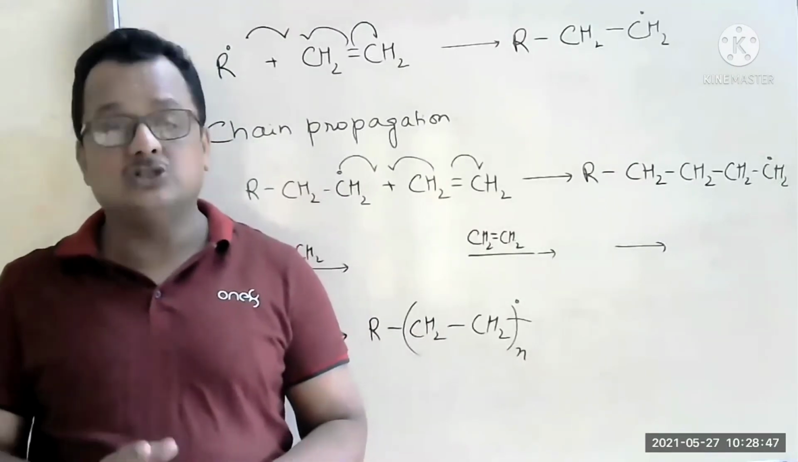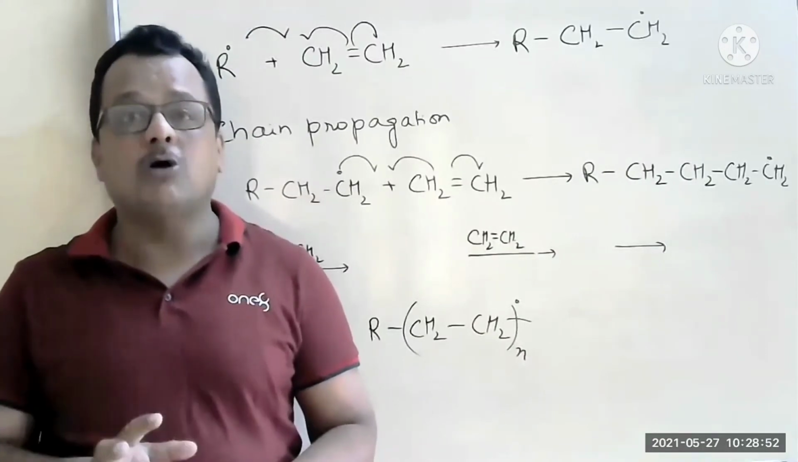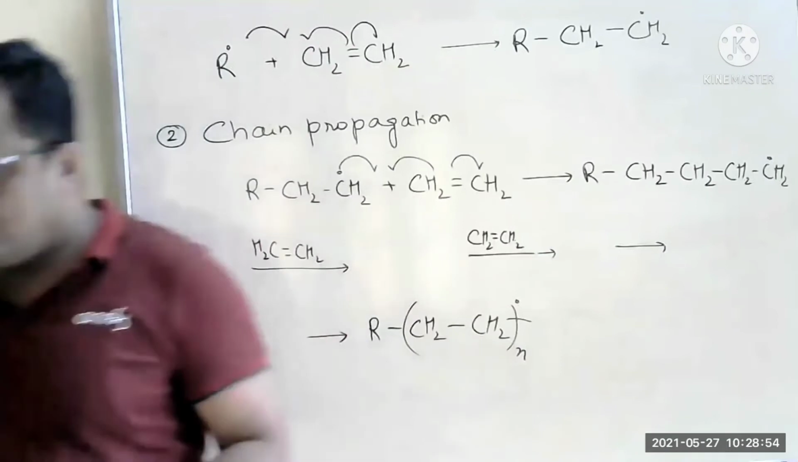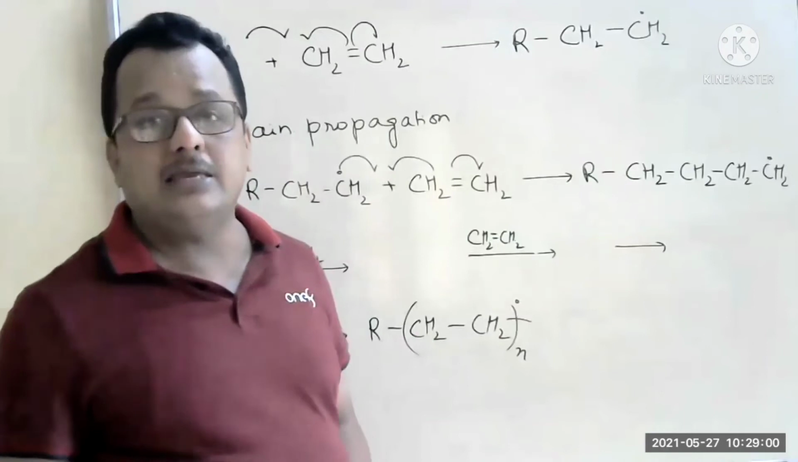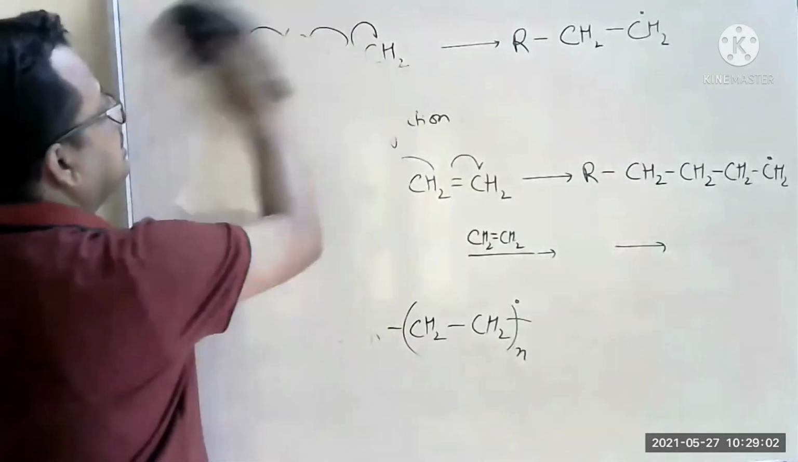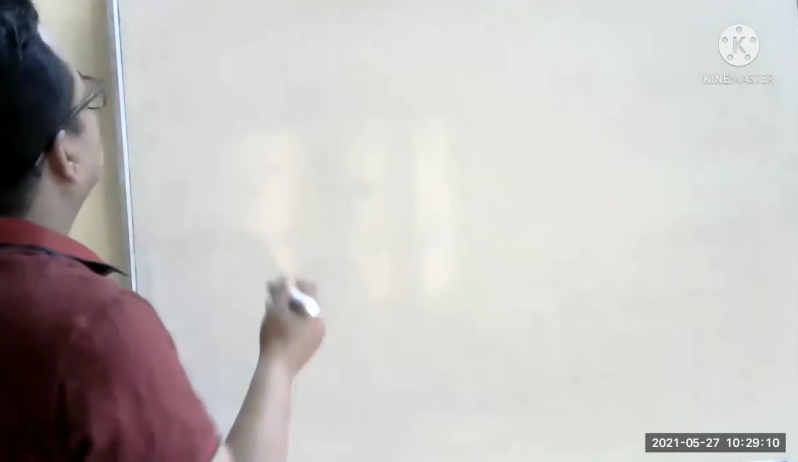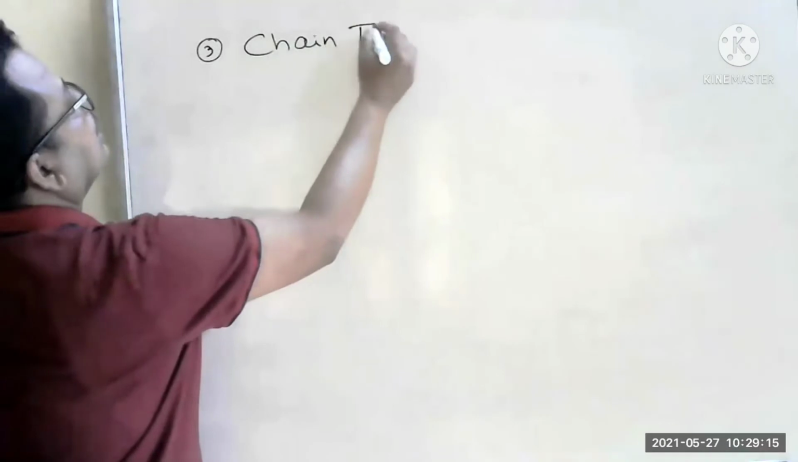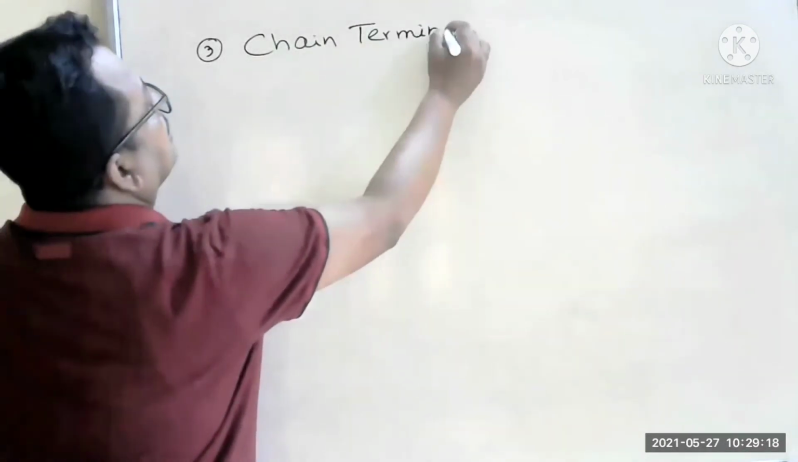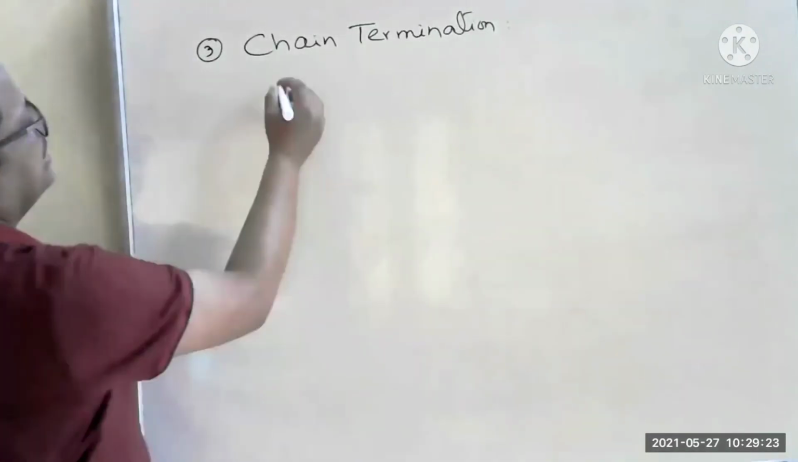And in order to stop polymerization, what will happen? You have to stop the growth of the polymeric chain. And the last step, what is it called? It is called chain termination. So let us discuss how chain termination takes place. Chain termination may take place in several ways.